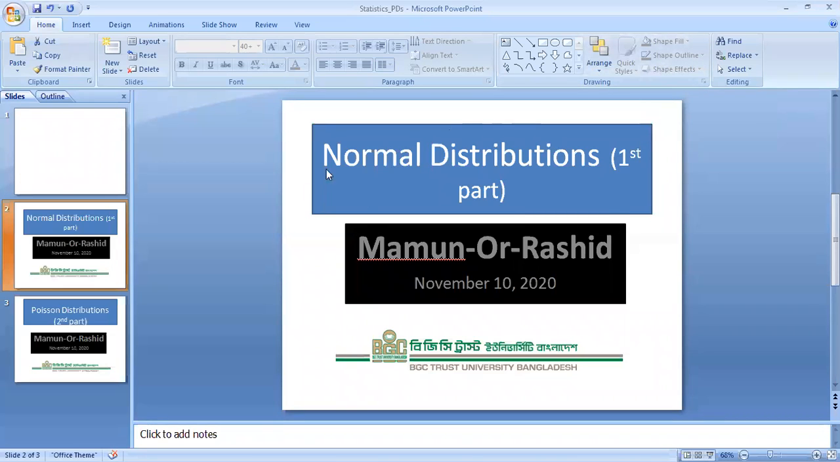Next day we will study the normal distribution. Today is the end of the Poisson distribution. This is the last class for the Poisson distribution, and the next class will be the normal distribution, first part.